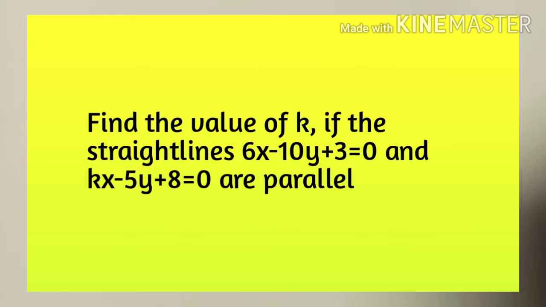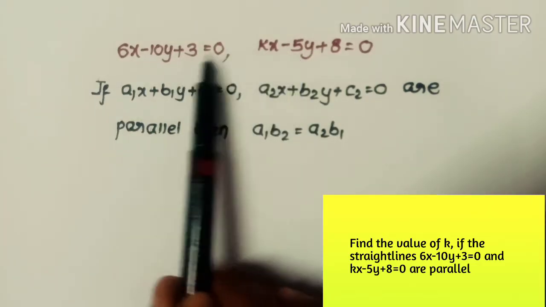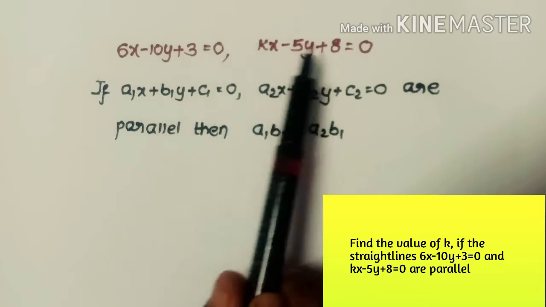Next problem. If the line 6x minus 10y plus 3 is equals to 0 and kx minus 5y plus 8 is equals to 0 are parallel, then find the value of k. So here two lines are given. Now what is the value of k if the two lines are parallel?